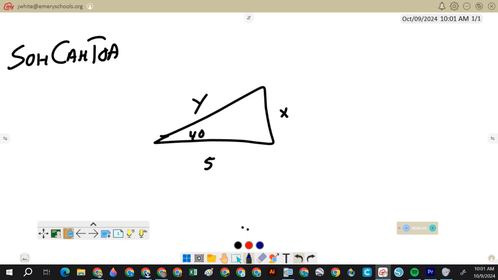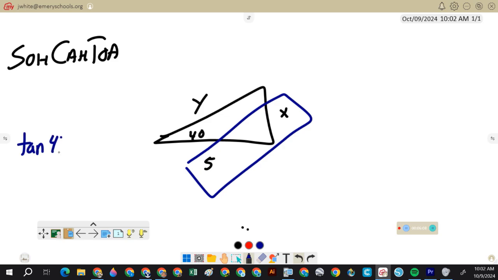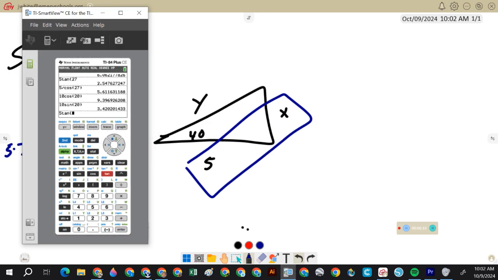Okay, let's focus on x. So I have to have one known side and an unknown side. So what ratio is going to use the x and the 5? That would be O and A, so that's tangent. So the tangent of 40 is x over 5, and then I just multiply by 5. Okay, so 5 tangent of 40, and that tells me this side is going to be 4.2.